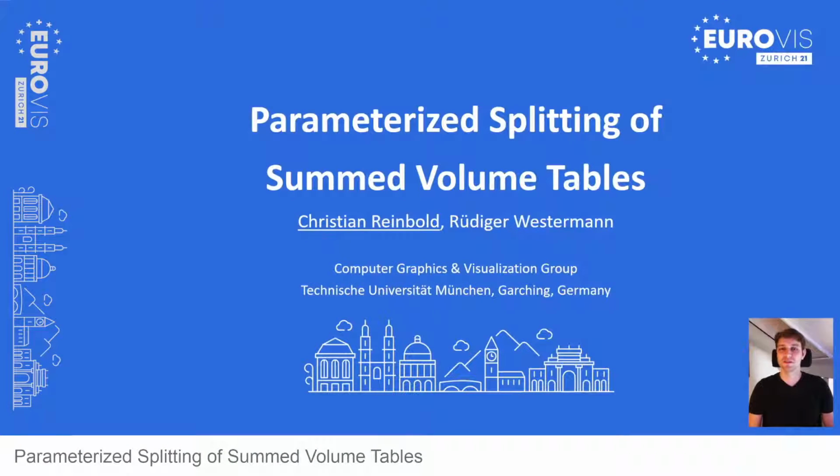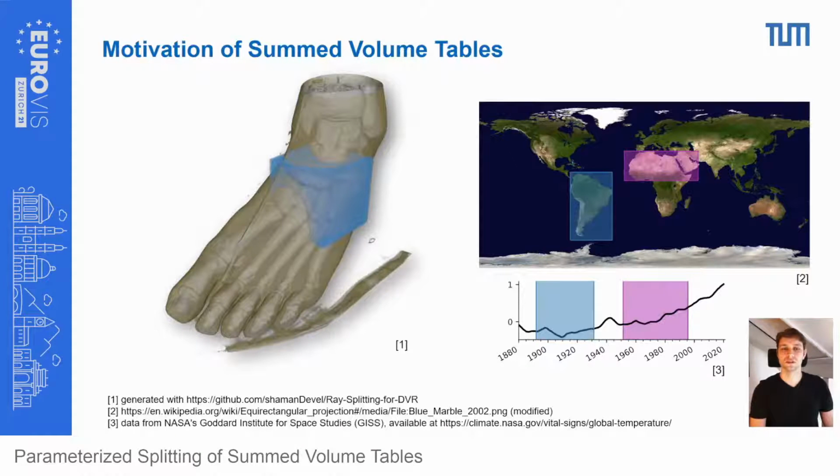Welcome to our talk about parameterized splitting of summed volume tables. Providing real-time exploration functionality in large numerical datasets is a challenging task, in particular if large subsections of the dataset have to be accessed at once by a single user operation. Examples are statistical queries on 3D medical or spatiotemporal meteorological data with 2 spatial and 1 time dimension.